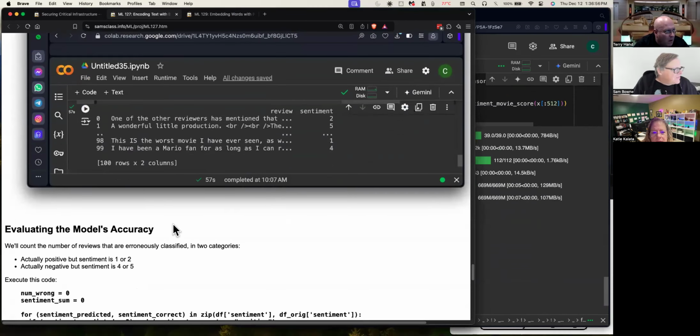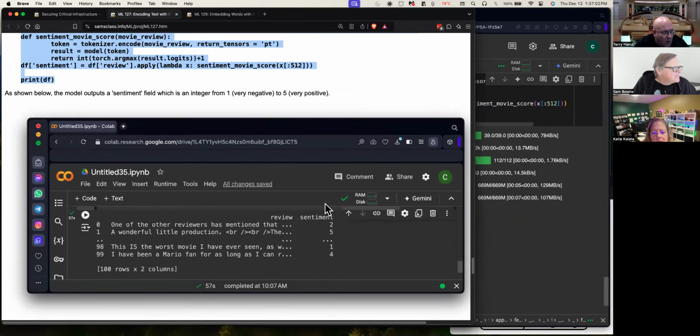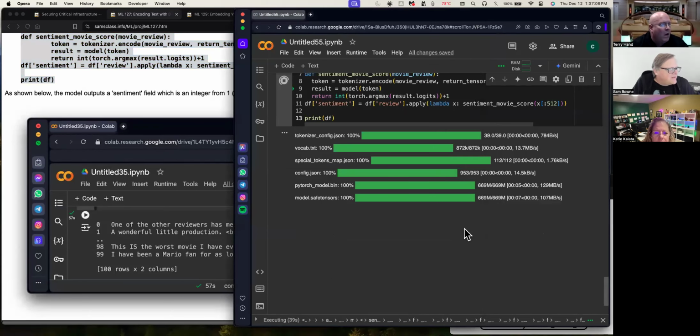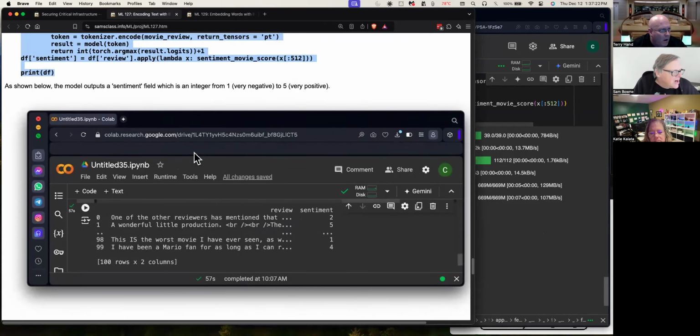And then it's going to cough up a sentiment value. It's going to put out a number here at the end, which is from very negative to very positive, 1 to 5. It's originally determining how many stars to give the movie, from 1 to 5 stars. That's what this model does. It's pre-trained to do that. So I'll just let it run and talk about it here.